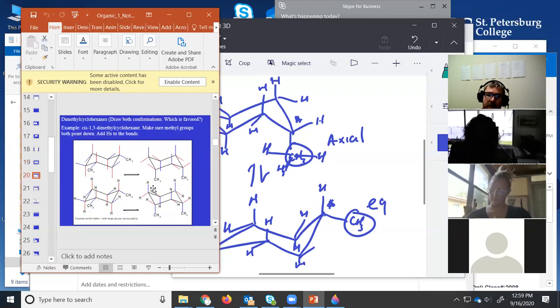Okay, so on the test, you'll be given a dimethylcyclohexane. There are 6 possible ones that you could get, and it's going to be definitely one of these 6. It could be cis 1,2, trans 1,2, cis 1,3, trans 1,3, or cis 1,4, trans 1,4. Those are the 6 possibilities that we can have. So I'm showing you here cis 1,3.